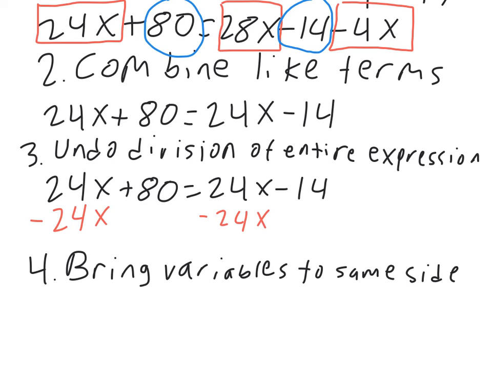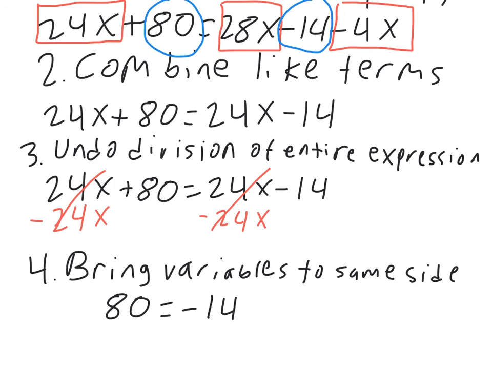On the left side, we have 24x minus 24x. Well, that's 0, so those cancel out. And on the left side, that leaves 80 equals, then on the right side, we have 24x minus 24x. Well, again, that's 0. So those cancel out too. And then we're left with just minus 14, or negative 14.